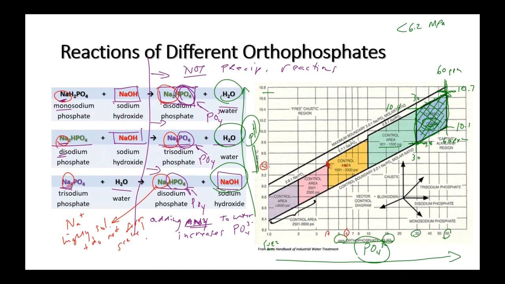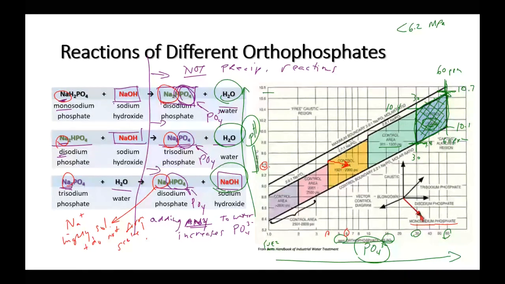Well, I want to get into the sweet spot, so I want to sort of shift. I want to decrease my pH a little bit and increase my phosphate a little bit. Well, according to this chart here, if I want to increase the phosphate and decrease the pH, I can add monosodium phosphate.